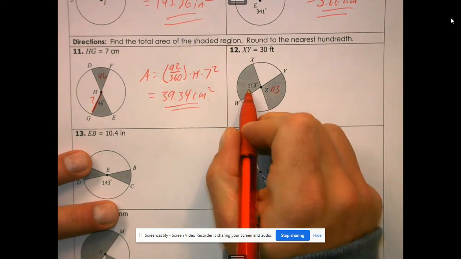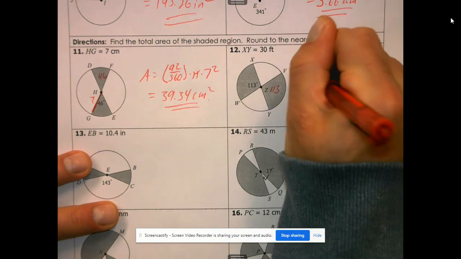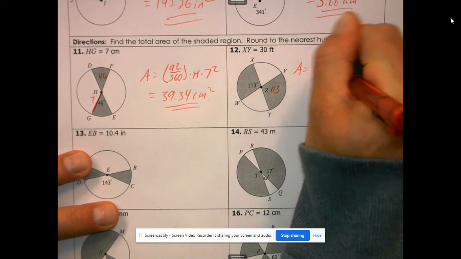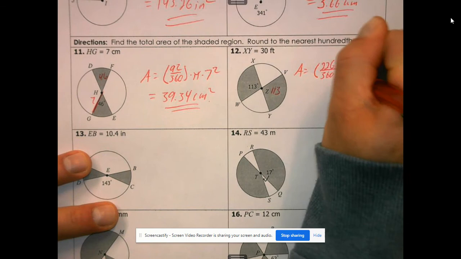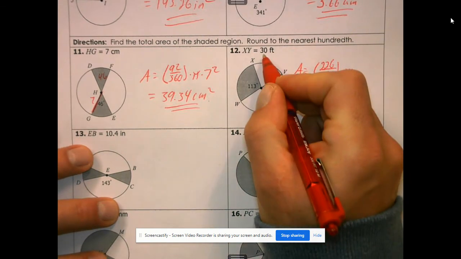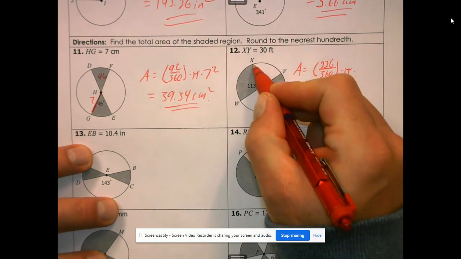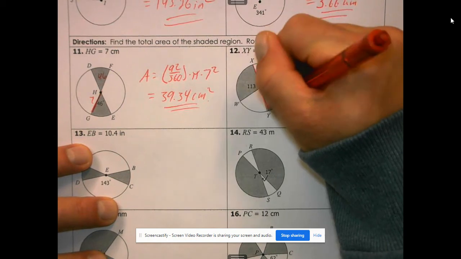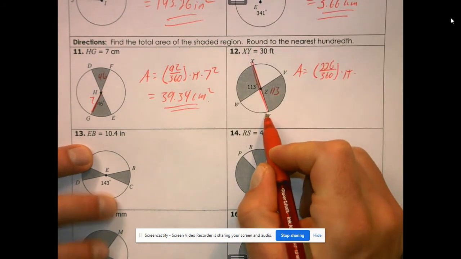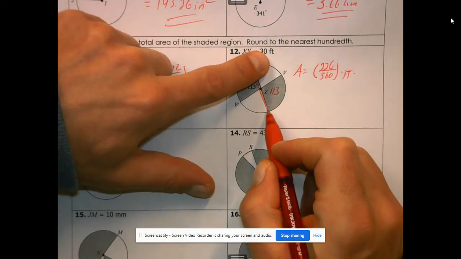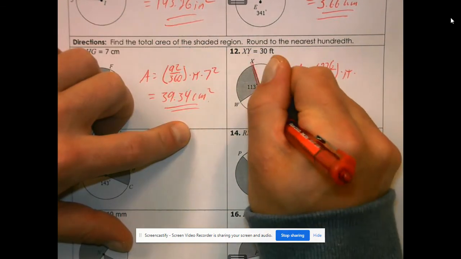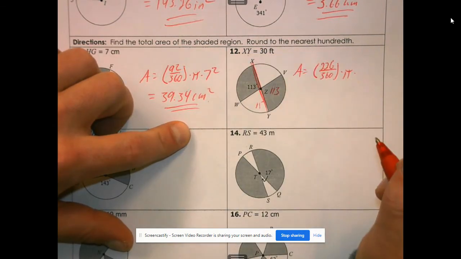So the total shaded part would be 226, right? So area, 226 divided by 360 times pi. Now let's check out, is this a radius? It says x to y. Well, x to y is all of that, right? That's a diameter. I need half of that to get radius. So half of 30 would be 15. So my radius is 15 of this guy.